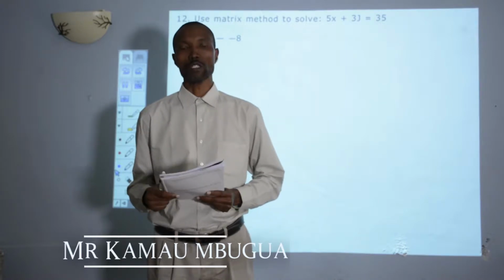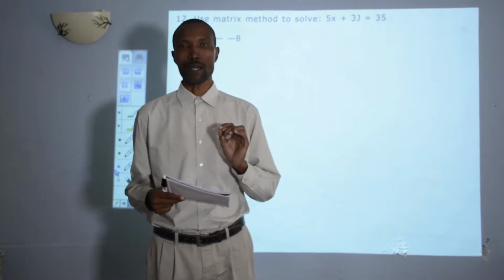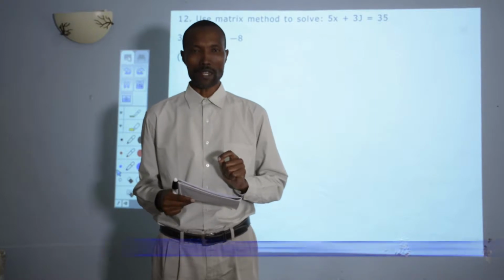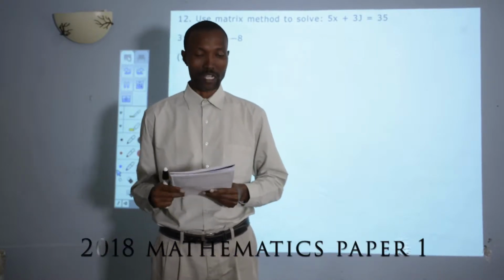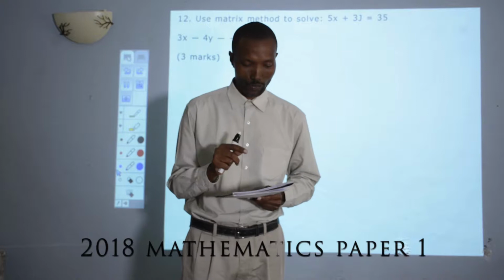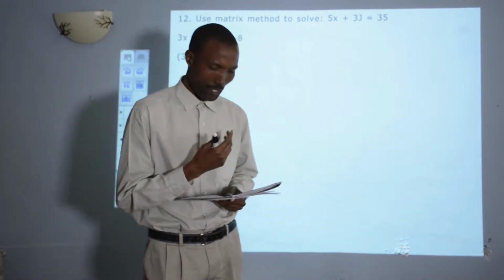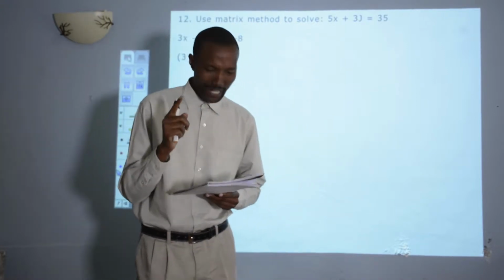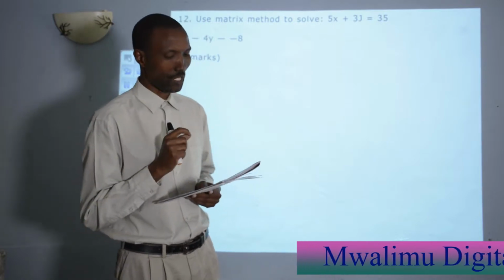I am continuing in my revision for KCSE 2018 Mathematics Paper 1. Today I am going to guide you on how you would have solved question number 12, which is projected on the wall. As you can clearly see, with some minor corrections, the question is: use the matrix method to solve.